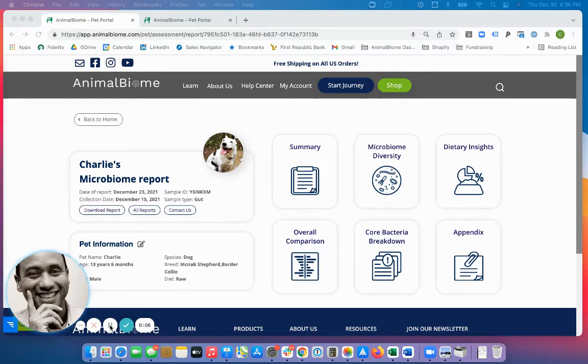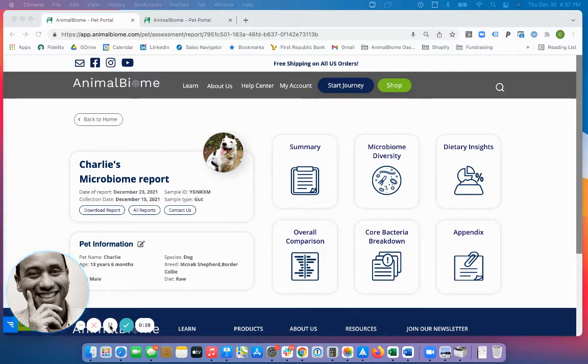This is a short video overview of AnimalBiome's gut health report, which is provided to every pet parent that purchases a DoggyBiome or KittyBiome gut health test and submits a sample to be analyzed. The information in this report can help you make better decisions about your pet's diet, supplements, and overall health regimen.